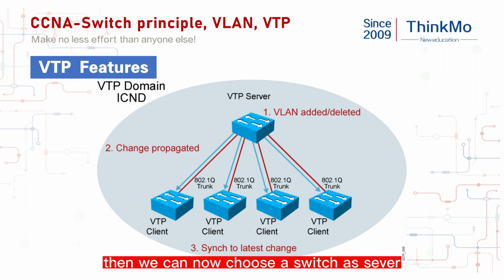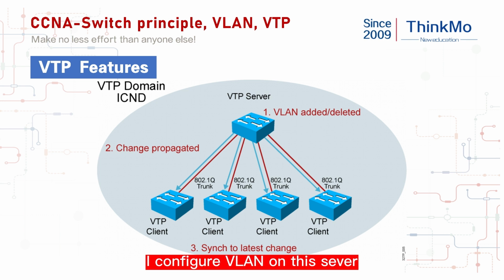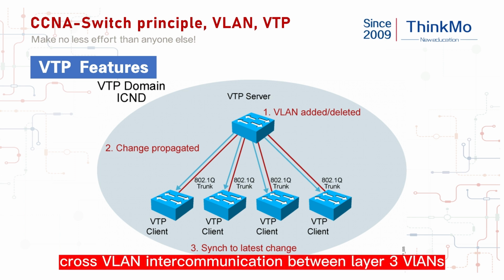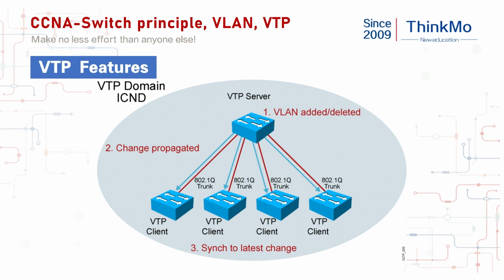Then we can choose one switch as the server, and the others are treated as clients. I configure the VLANs on this server, and then sync them to the other devices. This reduces the workload. We'll get to cross-VLAN intercommunication between Layer 3 VLANs later. Let me briefly talk about how to configure it. It's enough for everyone to understand.